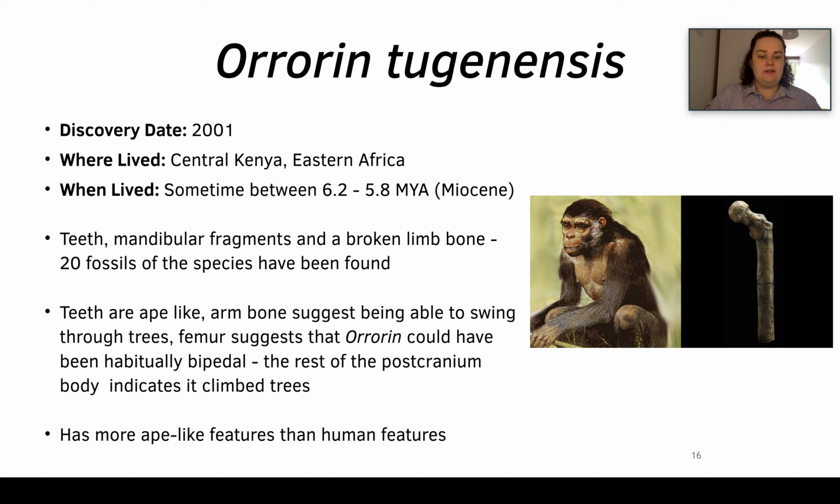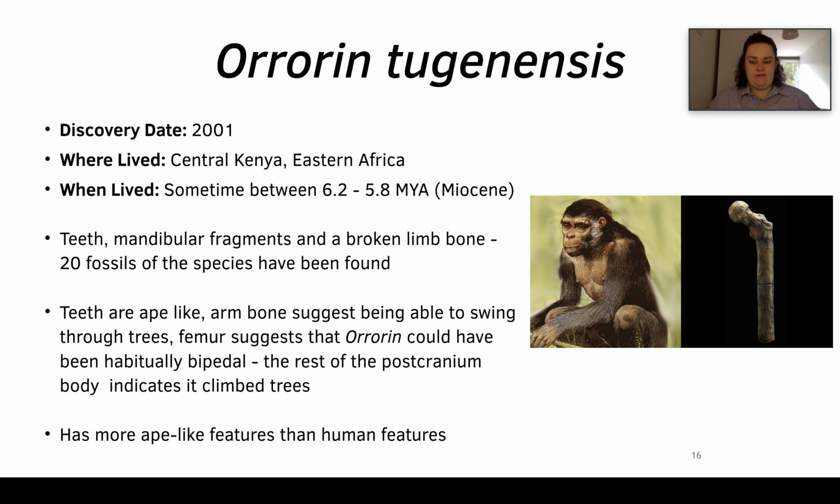And then we go on to Orrorin. So this was the second fossil that was found in 2001, and it was found in central Kenya in eastern Africa, and it lived sometime between 6.2 and 5.8 million years ago. And we know about this fossil from teeth, jaw fragments, and a broken limb bone, which you see on the right. And overall, 20 fossils of this species have been found, which is quite a good amount of fossils. And they also show a mixture of both primate and human features. So, for example, their teeth are ape-like, whereas the limb bone suggests that they would have been able to swing through trees.